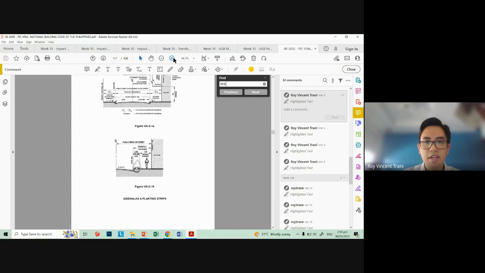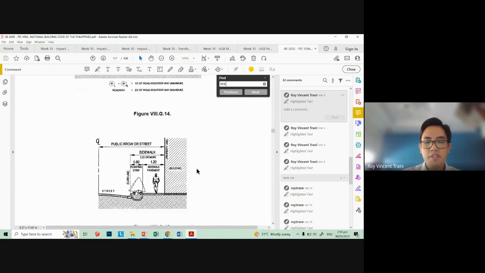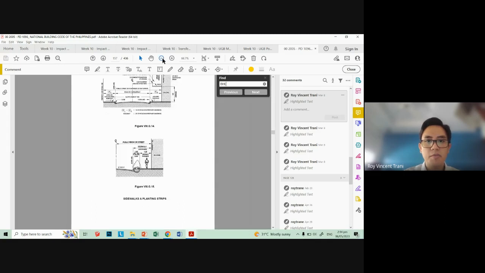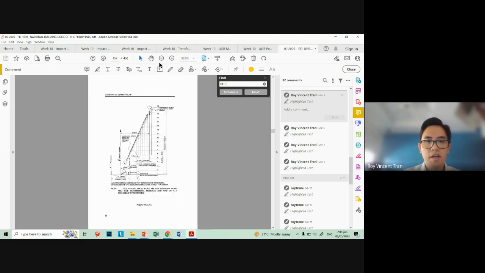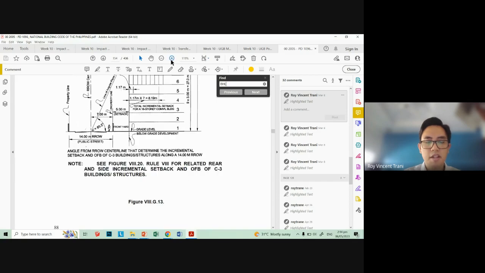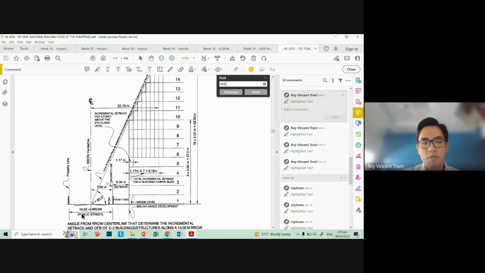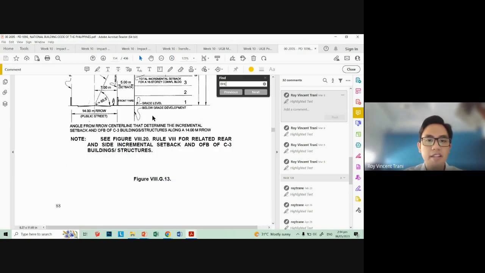While my PDF is loading, if you see here, there are some diagrams that show you the required building height limit for buildings in the Philippines. There are also setback limits. For example, in a road right of way of 14 meters, the building has to have an angular plane to establish incremental setbacks to preserve light and ventilation.